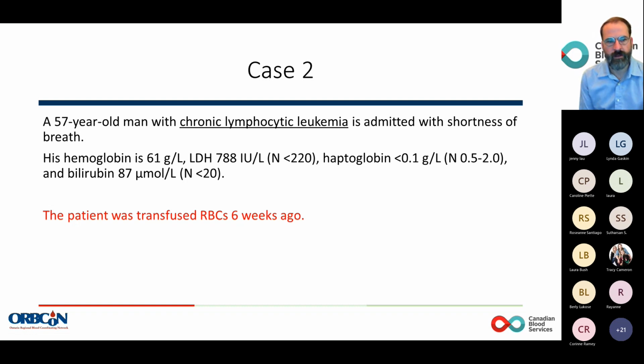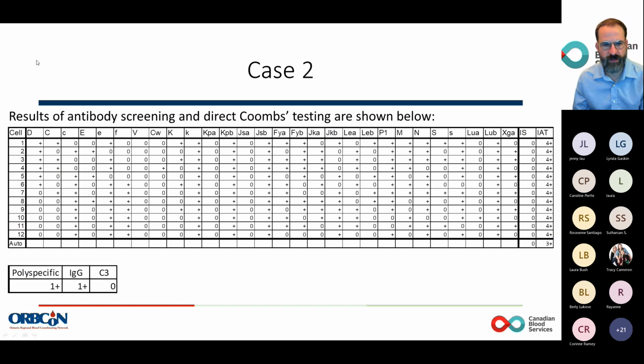Okay, case 2. There's a 54-year-old man with chronic lymphocytic leukemia who's admitted with shortness of breath. Hemoglobin is 61, LDH is elevated at 788, haptoglobin is undetectable, and bilirubin is elevated at 87. The patient received a transfusion of RBCs 6 weeks prior. We have antibody screening results and a direct Coombs test shown. Notable on this screen is a pan-agglutinin at the IAT phase with a positive autocontrol, and the DAT is positive 1+ for the poly and 1+ for the IgG, negative for complement.